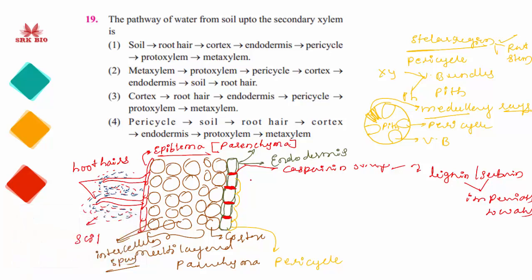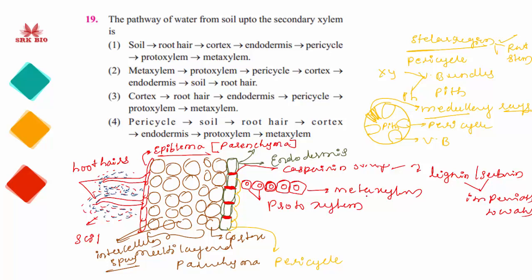So xylem is dead tissue. This is the representation for xylem. So these are the protoxylem elements. The smaller vessels of xylem represent protoxylem, and this is metaxylem. The xylem with larger vessels is called metaxylem, and xylem with smaller vessels is called protoxylem.